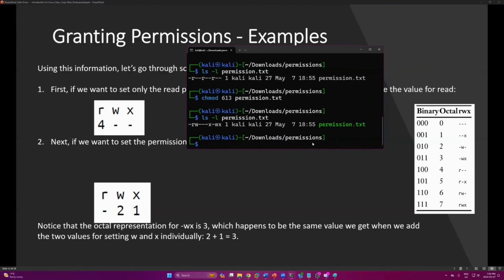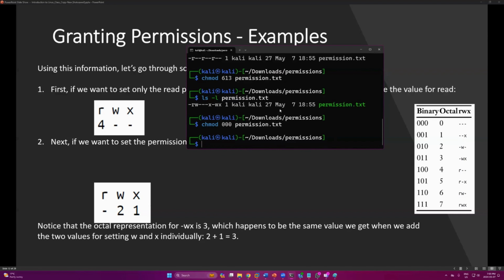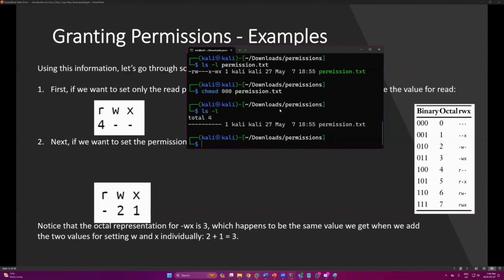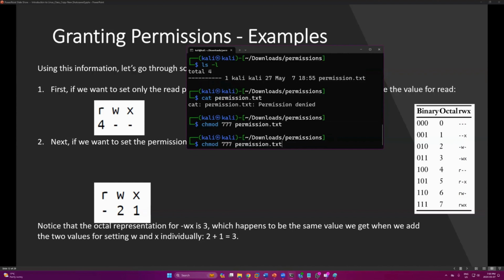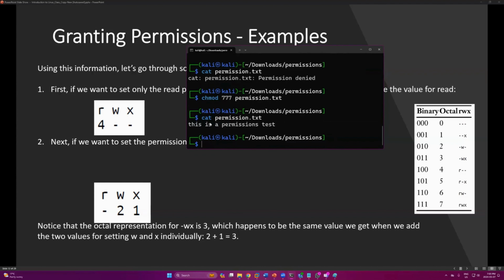First of all, let's actually try it out. Let's do chmod and change it to 000. Oops, I have my insert key on. If I do ls -l, I should see there's nothing. If I try to cat permissions.txt, I'm going to see permission denied. Now again, if I change it back to 777, and then I try to cat, now, hold on.